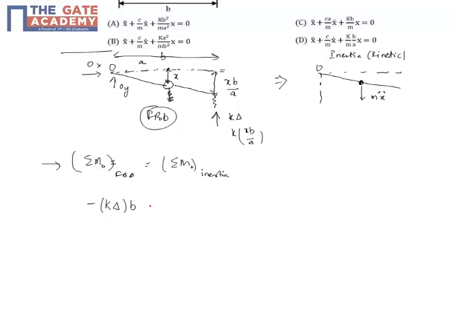So into b, that is the moment about O. We take clockwise positive, so minus k delta into b. The sign doesn't matter, and whenever you are applying any moment equation, you have to fix a direction, whether you want to take clockwise positive or anti-clockwise positive, and then write the equation. The equation will be the same whether you start with clockwise or anti-clockwise being positive.